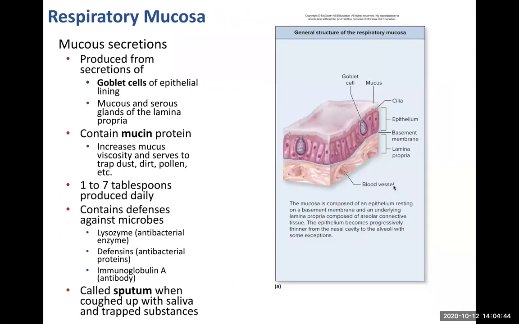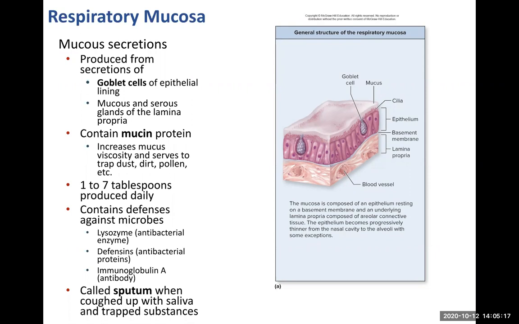Okay, and I already brought up goblet cells, right? But I just want to mention again the importance of goblet cells when it comes to the respiratory system. Goblet cells secrete mucin, and then mucin gets hydrated to mucus. Mucus is there to help trap dust and particulate matter and things that would otherwise be damaging to the lungs from getting there. We produce about 1 to 7 tablespoons a day.